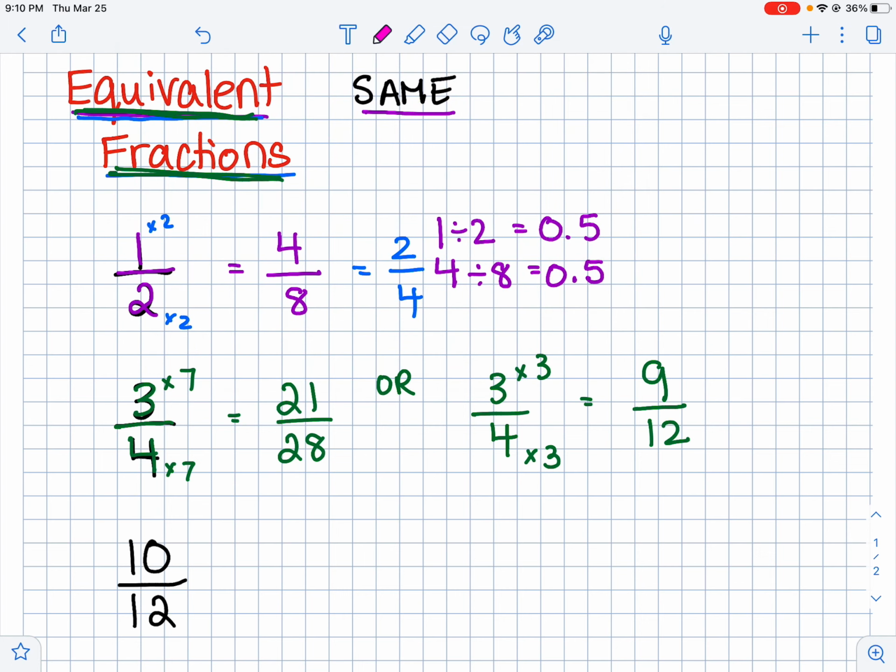Or if I don't want to multiply, I could also divide. So if I have a fraction like 10 over 12, I could divide them both by 2. 10 divided by 2 is 5. 12 divided by 2 is 6. These are called equivalent fractions. This one and this one are the same. They're equivalent.